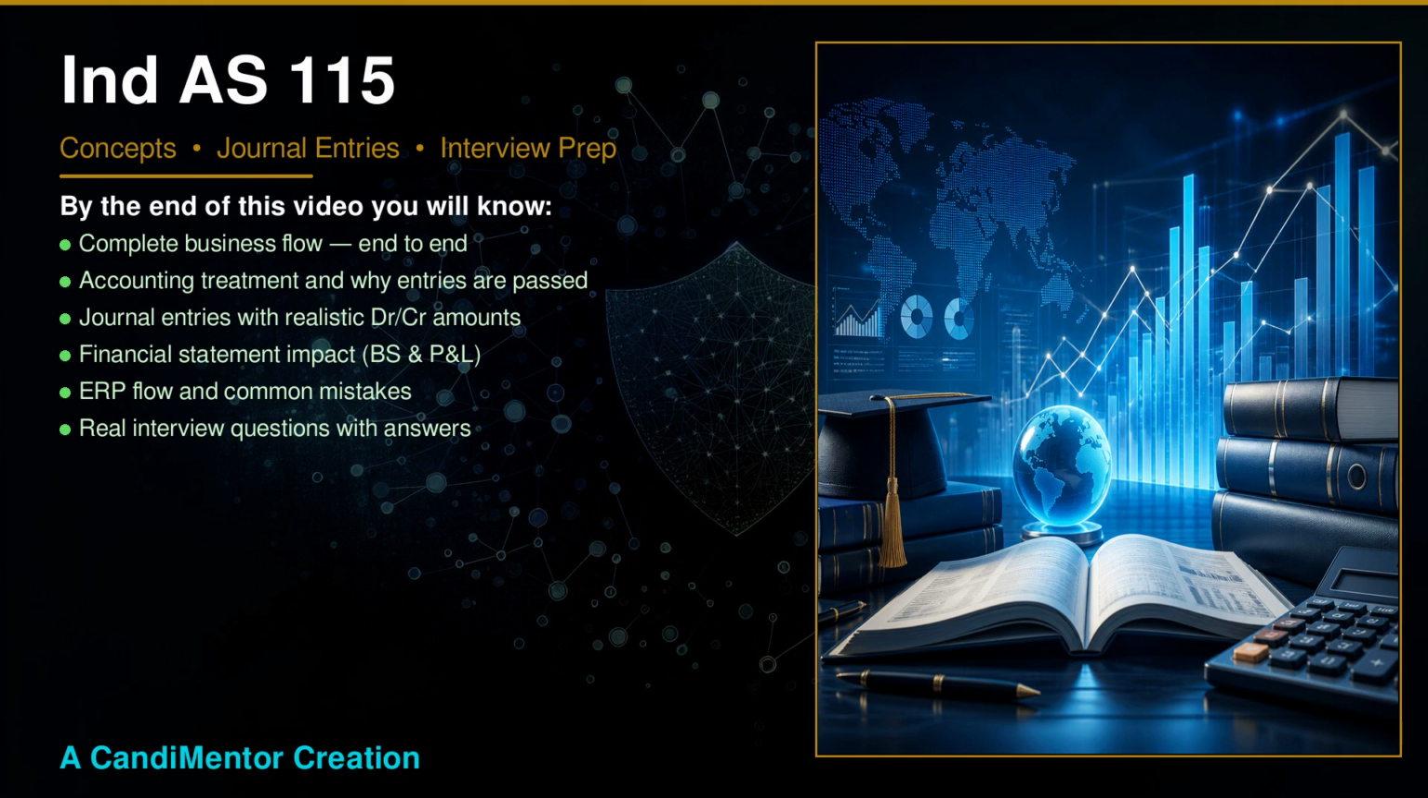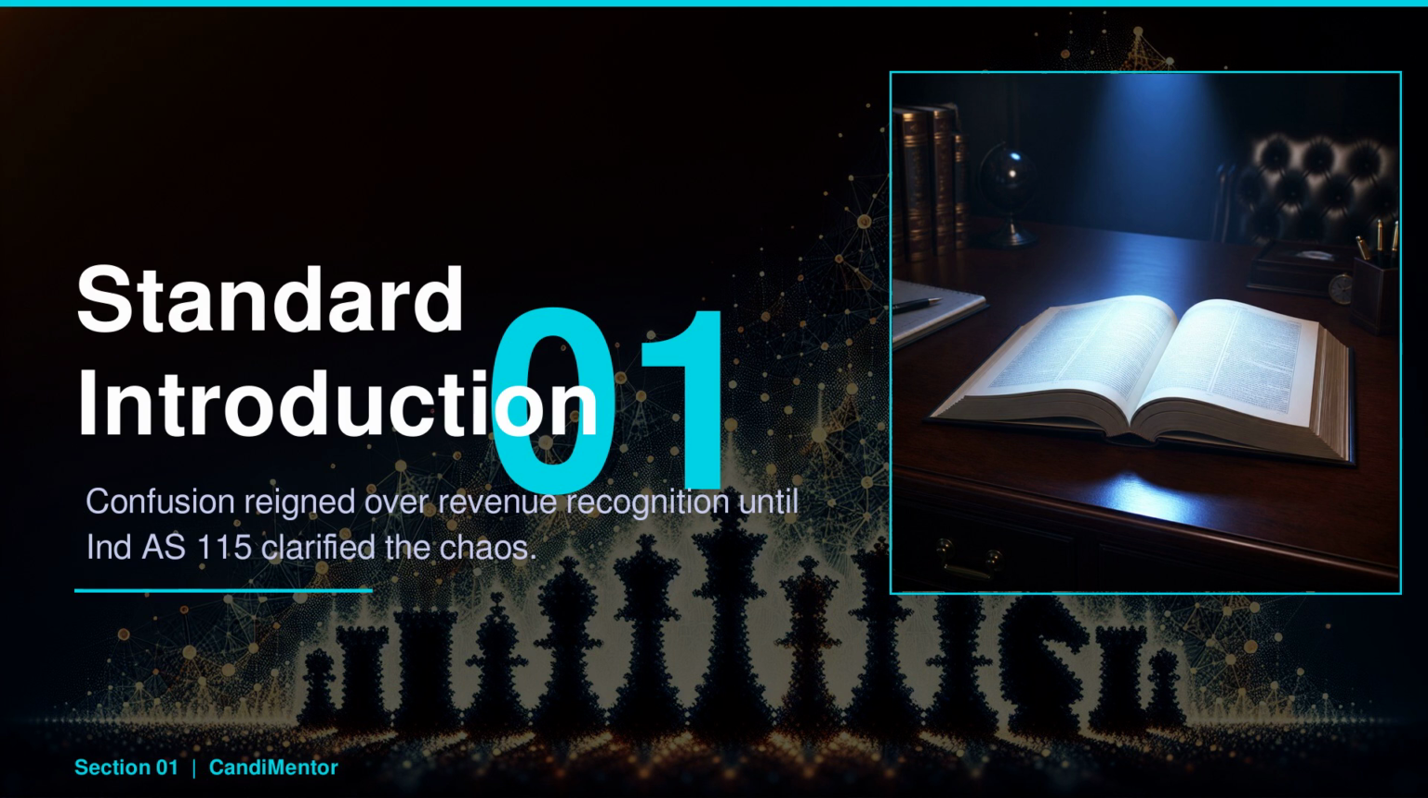need to know. Before Indian Accounting Standard 115, companies recognized revenue in wildly different ways, leading to confusion and unpredictability. Imagine two firms, both with $100 million contracts, showing completely different revenues. Indian Accounting Standard 115 standardizes how and when revenue is recognized, bringing clarity and consistency. After this section, you'll grasp why uniformity in revenue reporting matters.